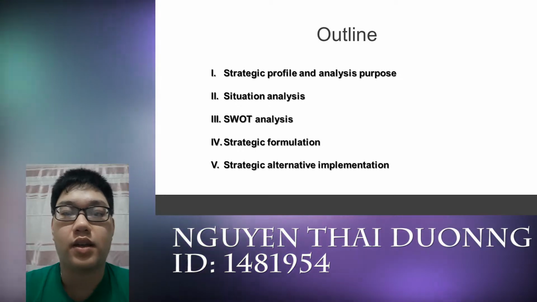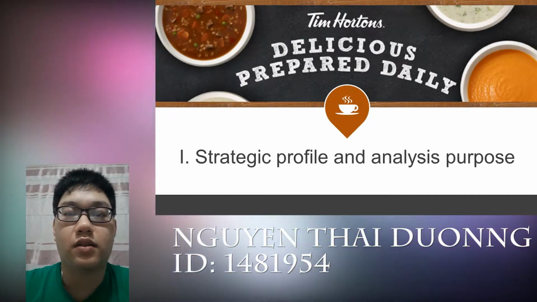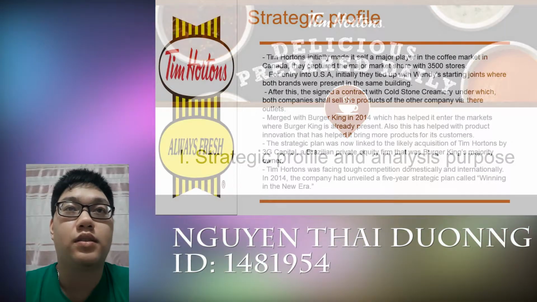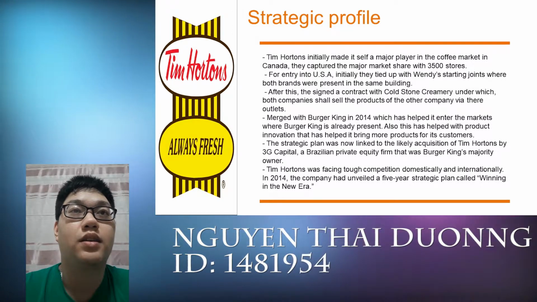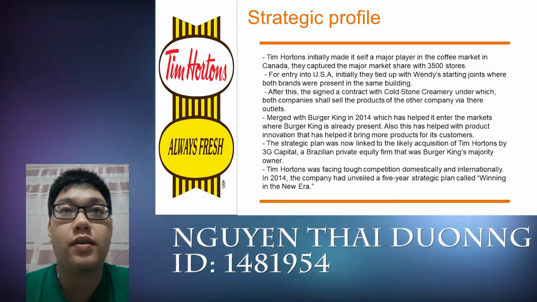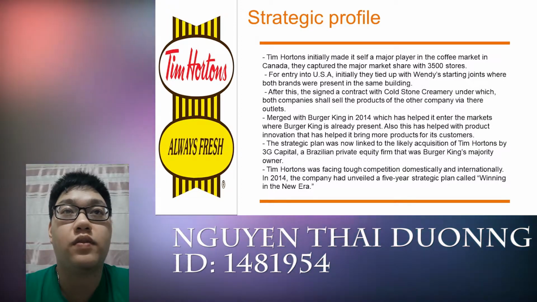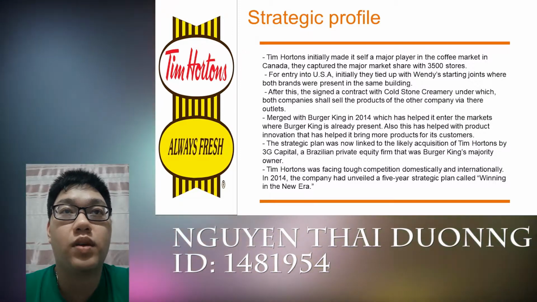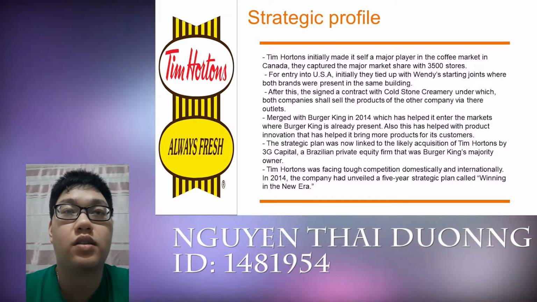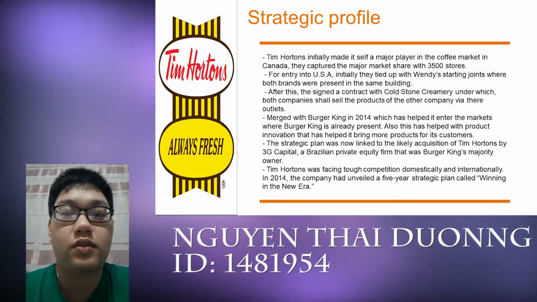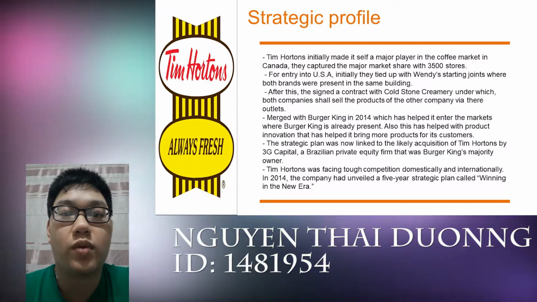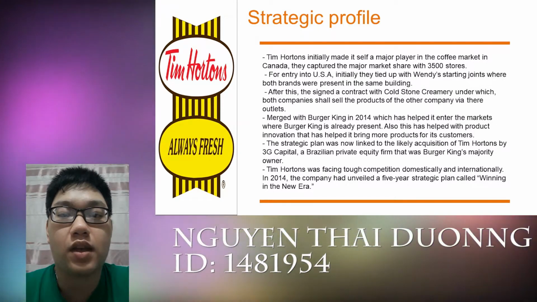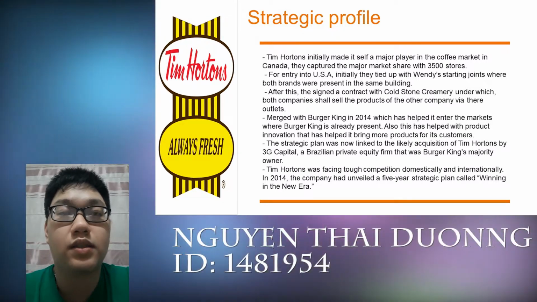My name is Dương and let me introduce to you the first part. So about the strategic profile, Tim Hortons initially made itself a major player in the coffee market in Canada. They captured the major market share with 3,500 stores. For entry to the USA, they tied up with Wendy's and contracted with Goldstone Creamery so they can sell their product through the two companies.